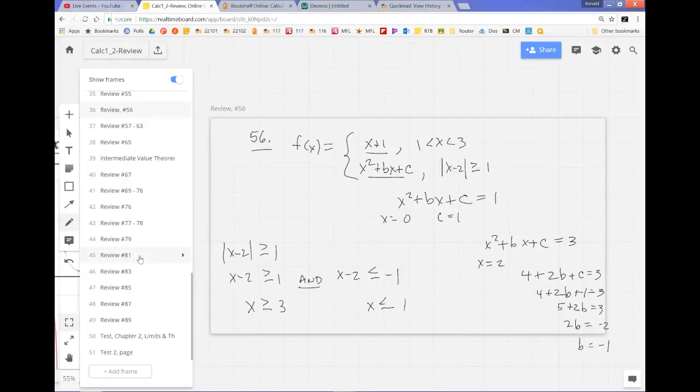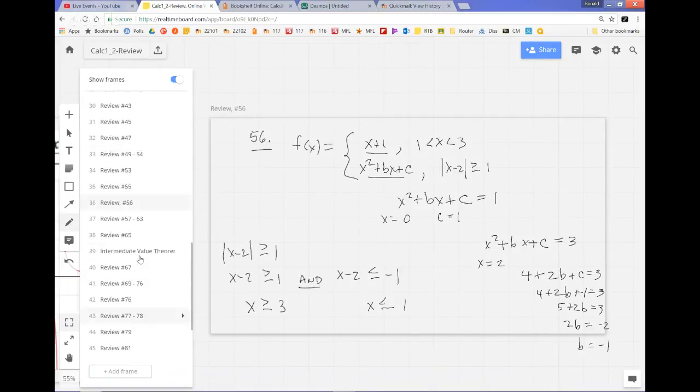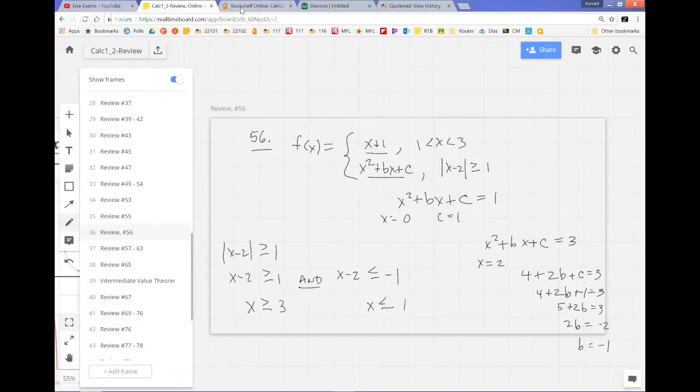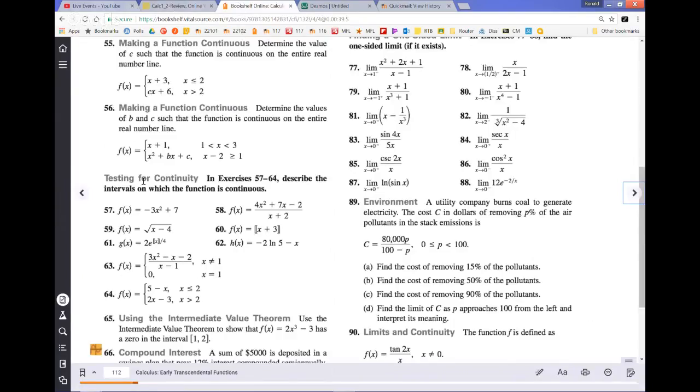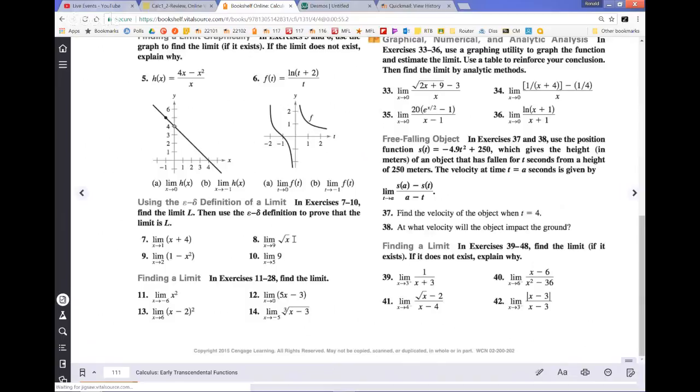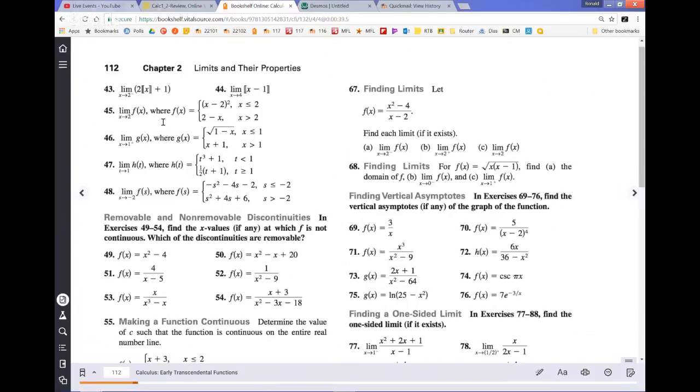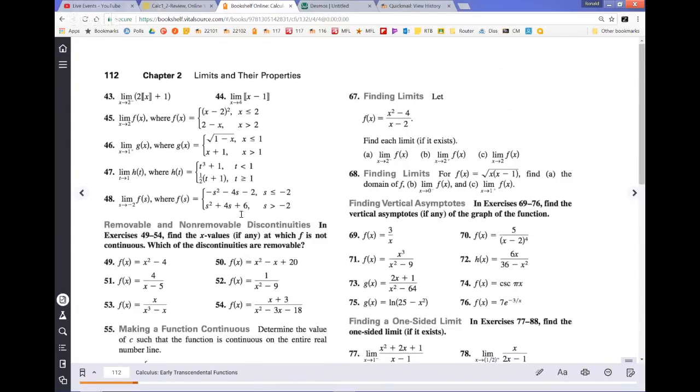The next request I got was for number 48. Okay, let's take a look at number 48. Let's see, find the limit if it exists, if it does not, explain why. So then way up at the top here, all right, you've got this piecewise function again, and obviously a key point is -2 because that's where their domains end.